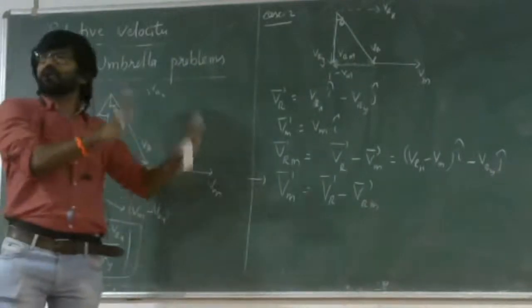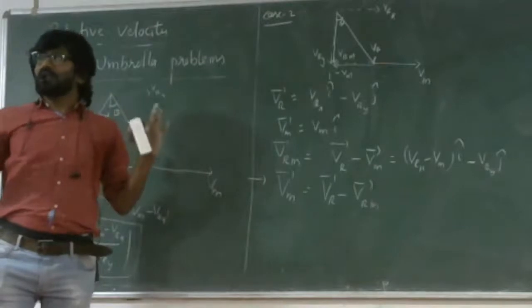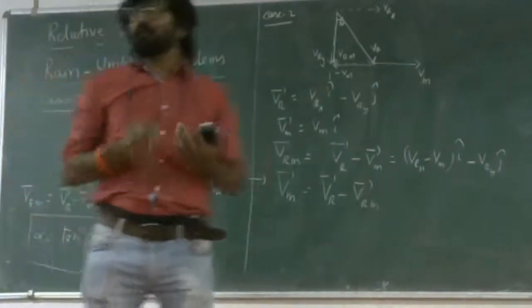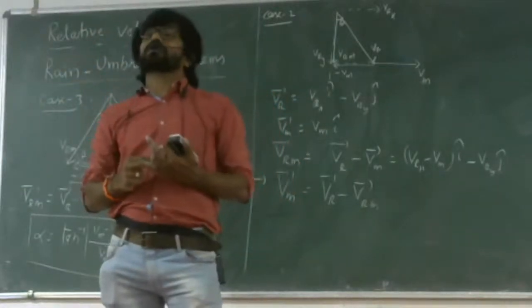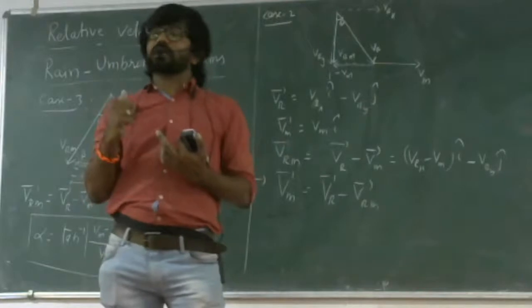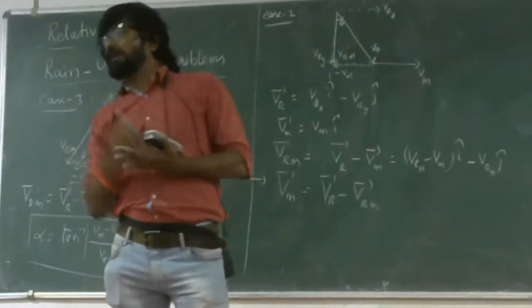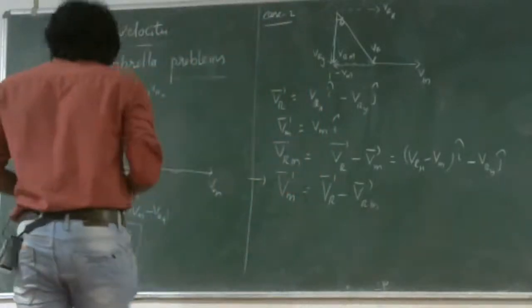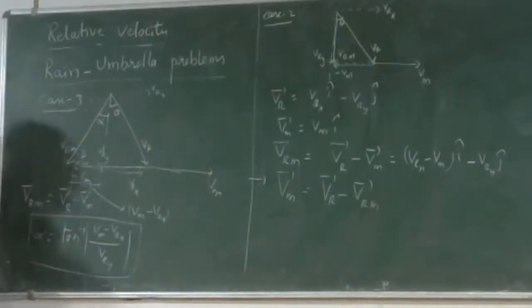I am wrapping up the rain umbrella problems here. Briefly, this is enough. Next is an important concept related to relative velocity. Usually you get questions based on relative velocity from rain and river boat problems. Let us see briefly what the concept of river boat problems is and how to deal with them.